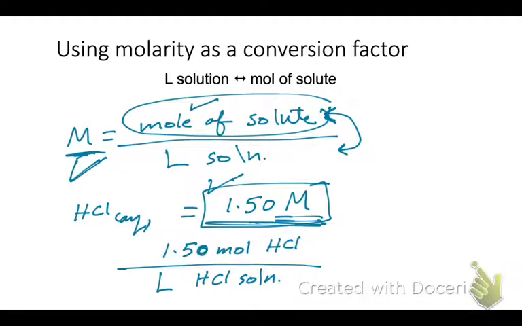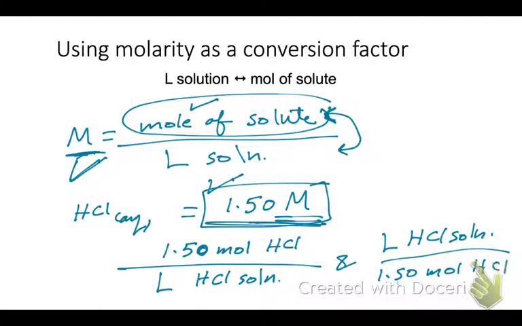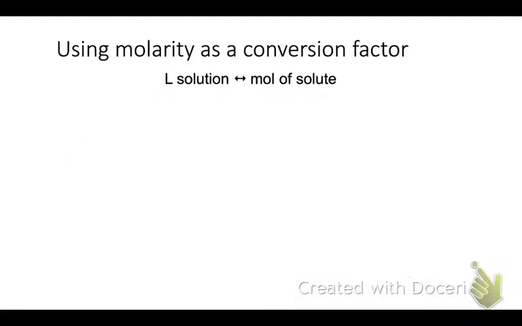So anytime, I also can say a liter of HCl solution has 1.50 mole of the solute, which is hydrogen chloride. So as you can see, I can use two conversion factors. Every time I have a molarity, I can use the molarity as a conversion factor that states a relationship between moles of solute and volume of solution in liter.